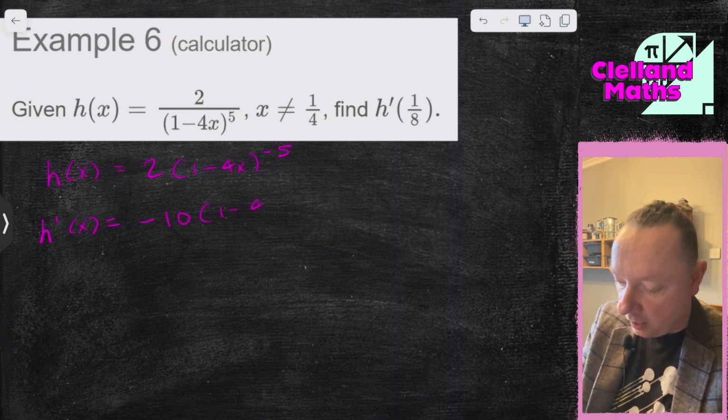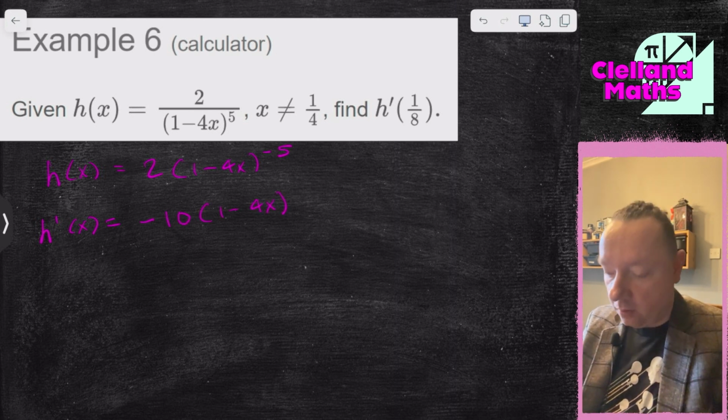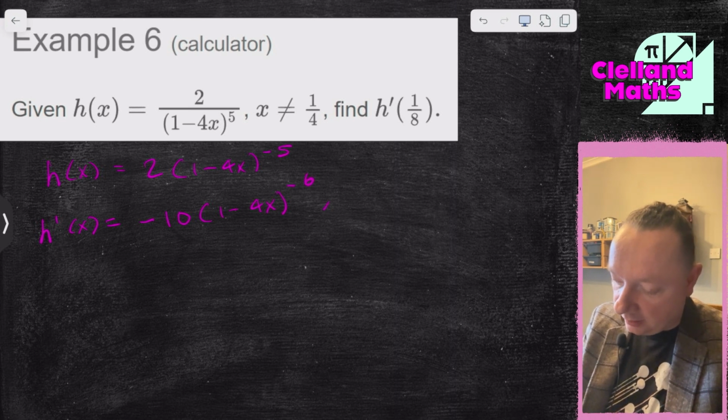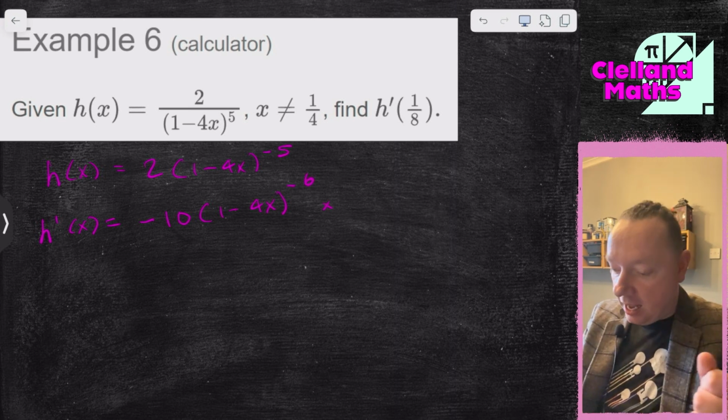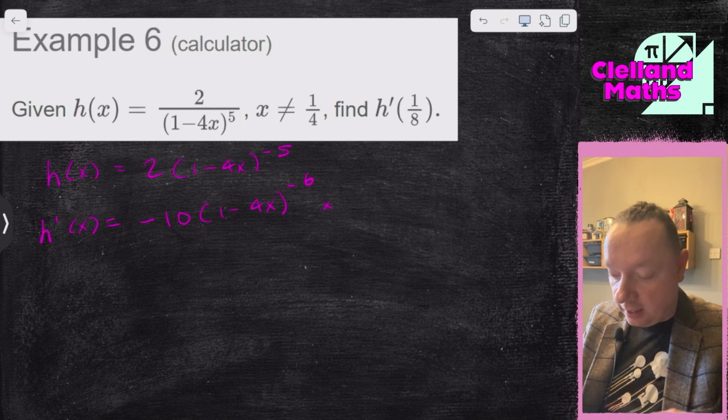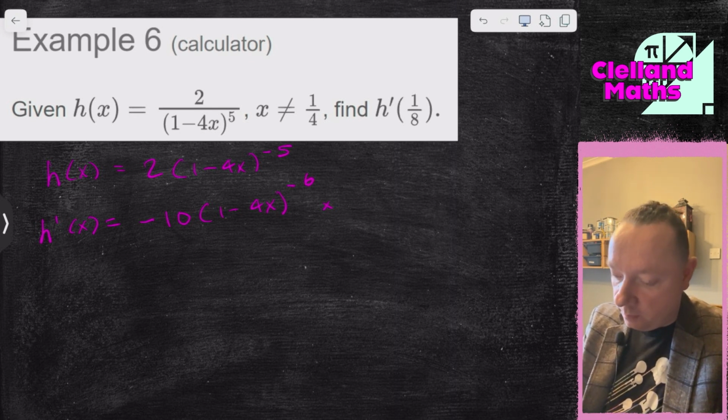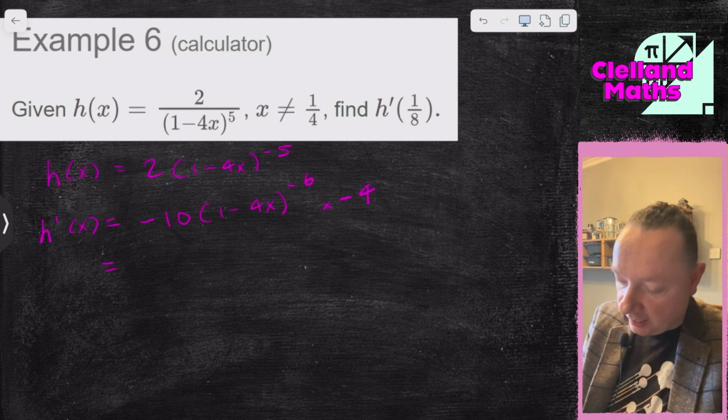I've got 1 minus 4x, and take away 1 from the power, so that's minus 6. But I need to remember to break the chain and times by the thing that's in the brackets differentiated. So 1 minus 4x differentiates to 4 with a minus on it. So that means I get 4 tens is 40, minus times a minus is a plus, over 1 minus 4x to the 6.